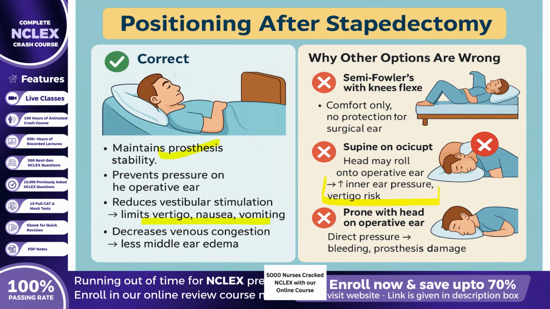Now, let us see why the other options are not correct. Choosing semi-Fowler's with knees flexed may look comfortable, but it does nothing to protect the surgical ear or stabilize the prosthesis. Selecting supine with the head on the occiput allows the head to roll accidentally onto the operated side and increases inner ear pressure, raising the chance of vertigo. And picking prone with the head turned toward the operated ear is the riskiest of all. It puts direct pressure on the surgical site, can cause bleeding or drainage into the middle ear, and may damage the delicate prosthesis or even the facial nerve.